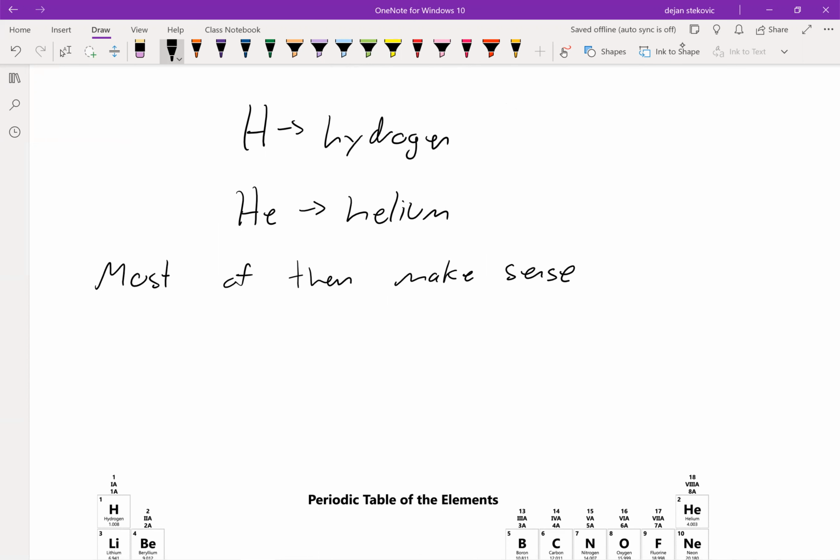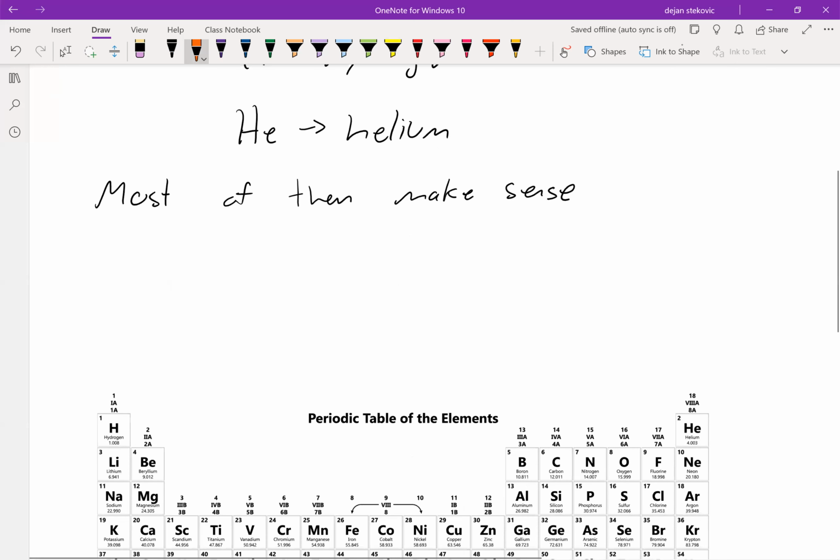Some of them don't make as much sense. The reason that they don't make as much sense is that they come from other languages, usually Latin. So we have different words in Latin. And so sometimes the symbol and the word doesn't match. So let's check it out.